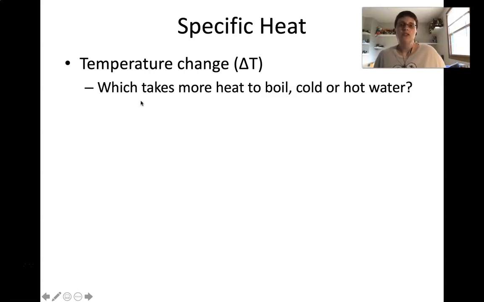So let's think about it. Which takes more heat to boil? If you have a pot of cold water and a pot of hot water, and you put them on the stove at the same level of heat, which one's going to boil first? It should make sense, and if you've done something like this, the hot water pot is going to boil first. That's because that hot water pot already has a lot of internal energy, a lot of heat, and so you don't need to add a lot more in order to raise the temperature.